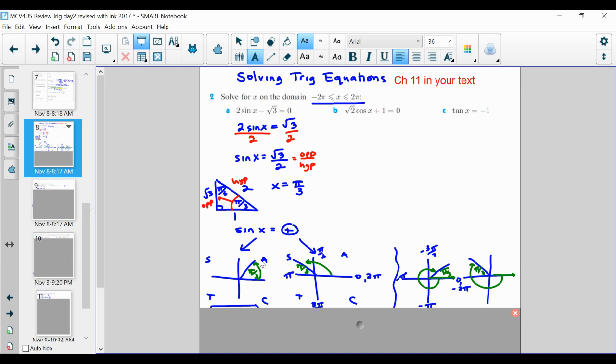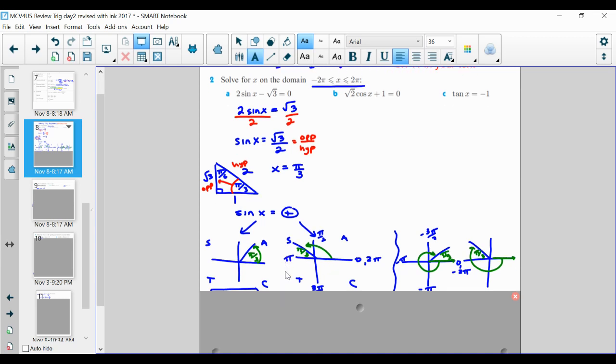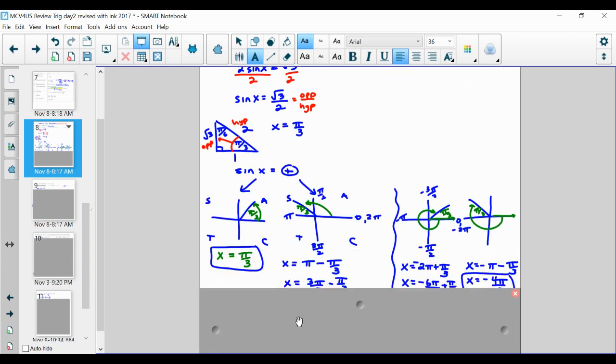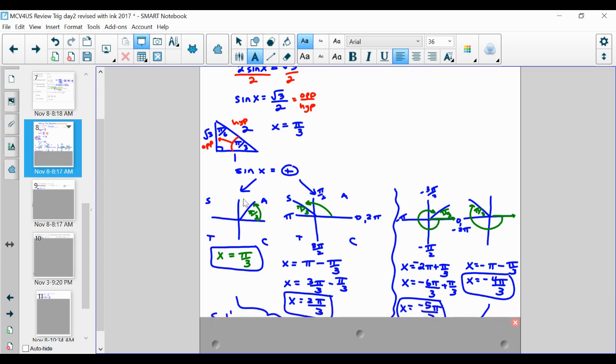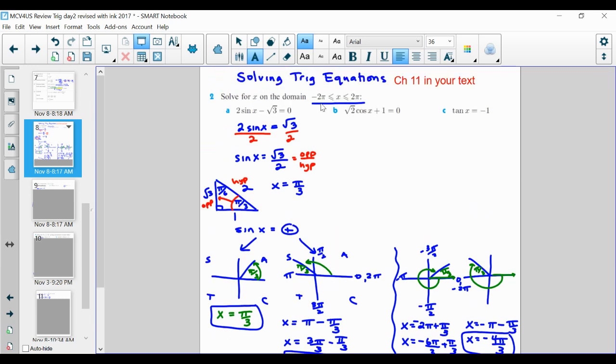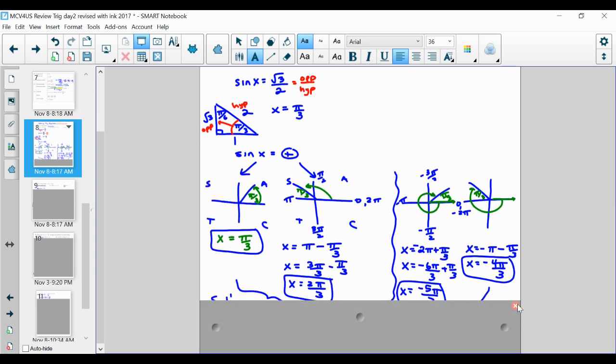So either I have a terminal arm in quadrant 1 or my terminal arm in quadrant 2, and that pi over 3 angle is going to be between the x-axis and the terminal arm. Then I can figure out what my values are. So either x is just pi over 3, or x is this angle, which is pi minus pi over 3, which is 2 pi over 3. Now, those are two answers between 0 and 2 pi, but remember that we were looking for answers between negative 2 pi and 2 pi. So there's two more answers that we're looking for.